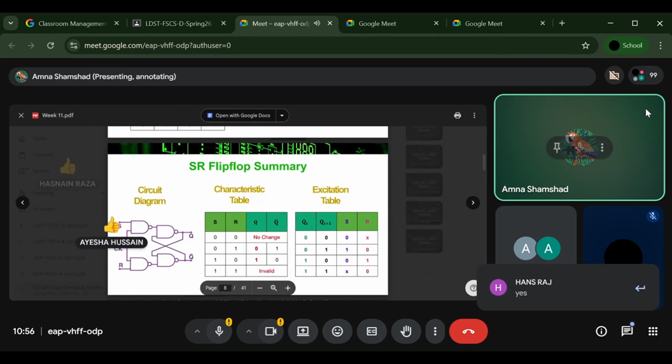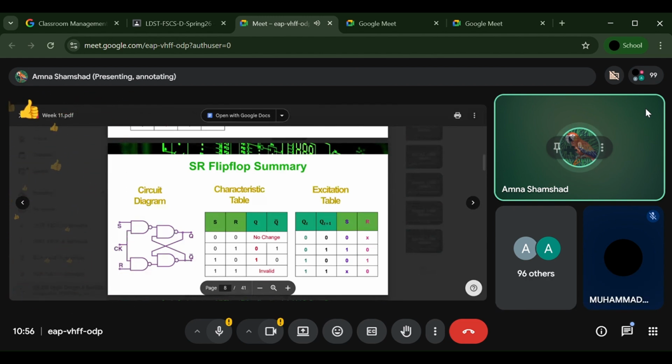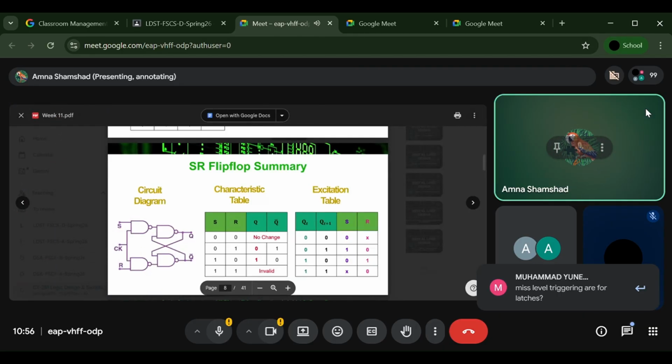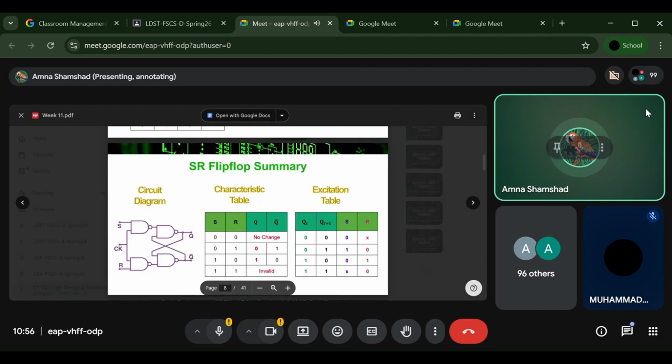So what is the excitation table? For the excitation table, we have the current state plus the next state. Level triggering is for latches. We will see that all asynchronous circuits retain on the levels because there is no clock present in them. So they will maintain their states on the levels as well as on the edge triggering, but they are specifically used for latches.